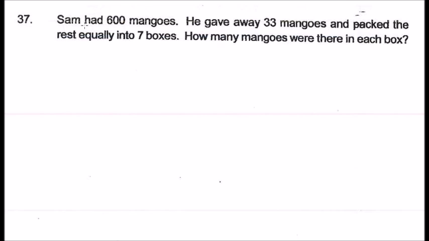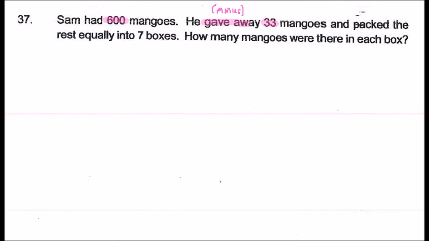All right, Sam had 600 mangoes. Okay, so guys, can we highlight the number? So 600 mangoes. He gave away 33 mangoes. So guys, give away, what do we do? We will minus, because give away means that you become lesser. Yes, minus. Then after that, he packed the rest equally into 7 boxes.